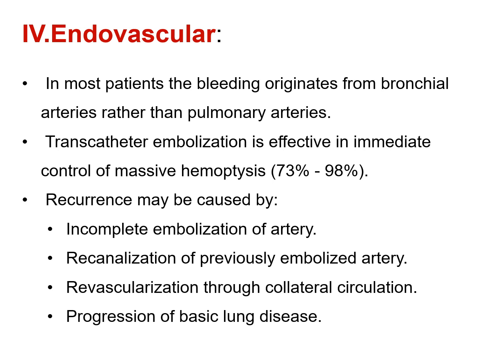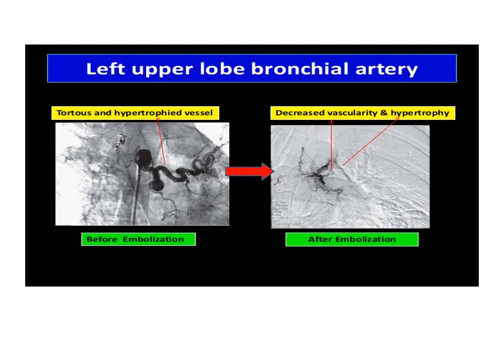Endovascular line of treatment. In most patients, the bleeding originates from bronchial arteries rather than pulmonary arteries. Transcatheter embolization is effective in immediate control of massive hemoptysis. Recurrence may occur? Yes, it may occur. What is the cause of recurrence? It may be incomplete embolization of the artery, recanalization of a previously embolized artery, revascularization through collateral circulation, or progression of the basic lung disease.